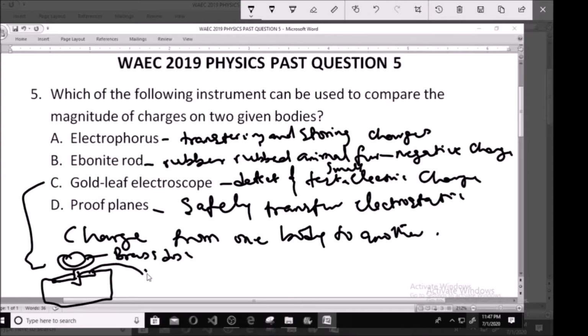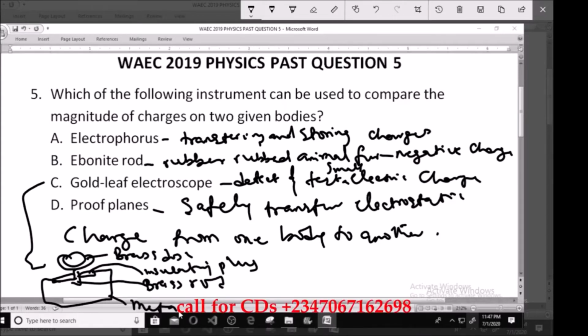after having what we call the insulating plug. You have what we call the brass rod. You know, up there you have the brass disc, but here we have the brass rod. Here is what we call the metal case, and here is what we call the very gold leaf. And finally, you need to take charges to the ground. So this is what we call the gold leaf electroscope.